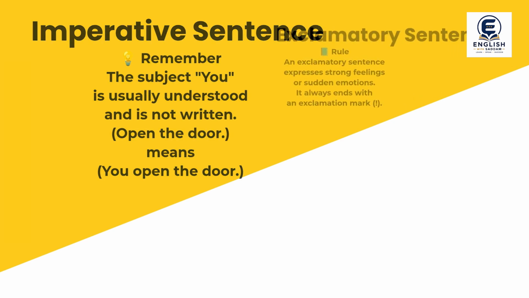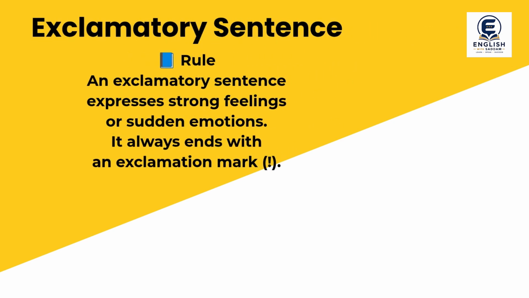The fourth and final type of sentence is the exclamatory sentence. We use an exclamatory sentence to express strong feelings or sudden emotions. It always ends with an exclamation mark.